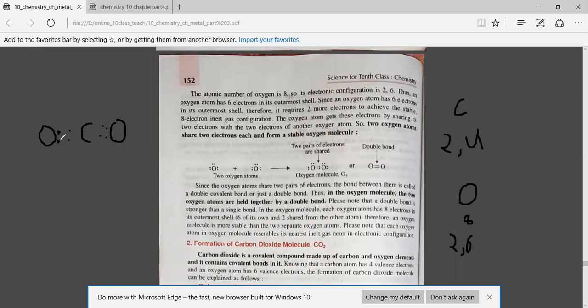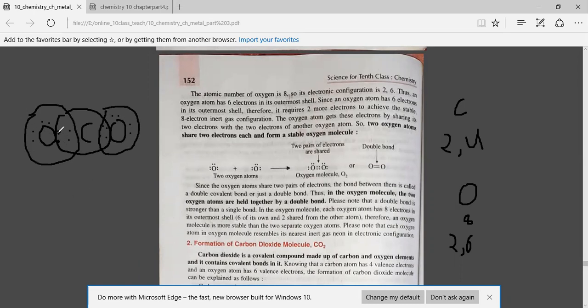This is the electron given by the oxygen, and the total valence electrons are 6. So we have 1, 2, 3, 4, 5, 6, and this 1, 2, 3, 4, 5, 6. So carbon has completed the octet. Now I can see 1, 2, 3, 4, 5, 6, 7, 8: 4 dots here and 4 dots here. And the oxygen has also completed the octet, 1 to 8, and this oxygen has also completed the octet, 1 to 8.